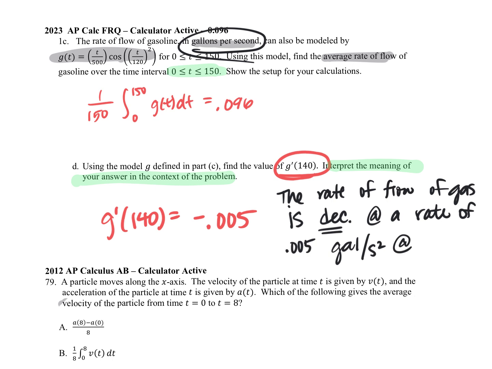At 140 seconds. At t equals 140 seconds. T is measured in seconds. Exactly. T is my time, and in this case, it's seconds.